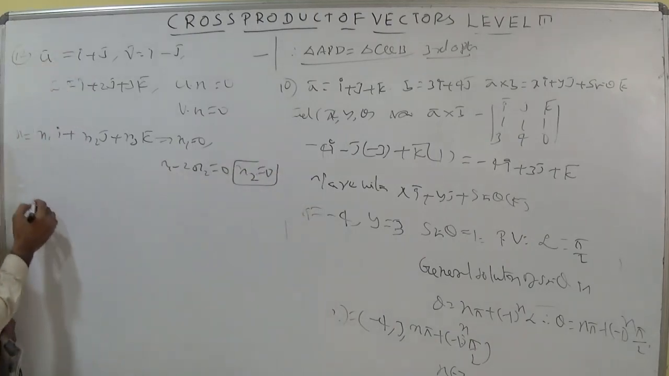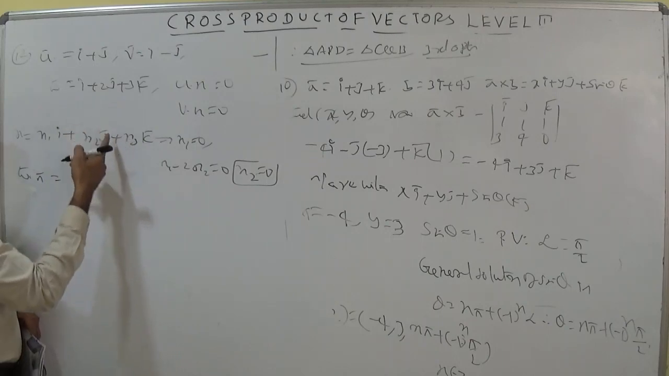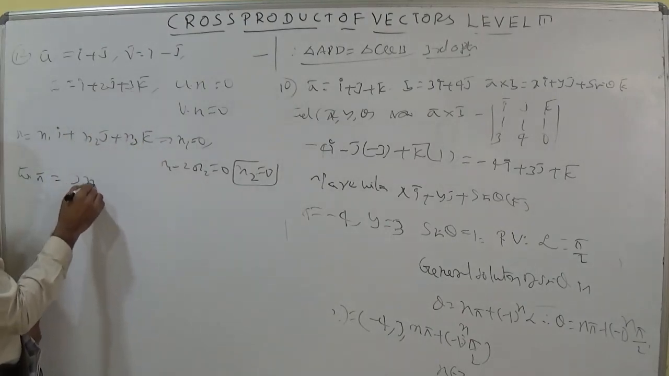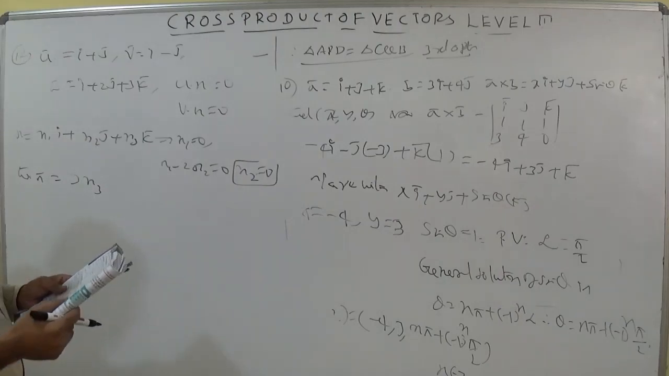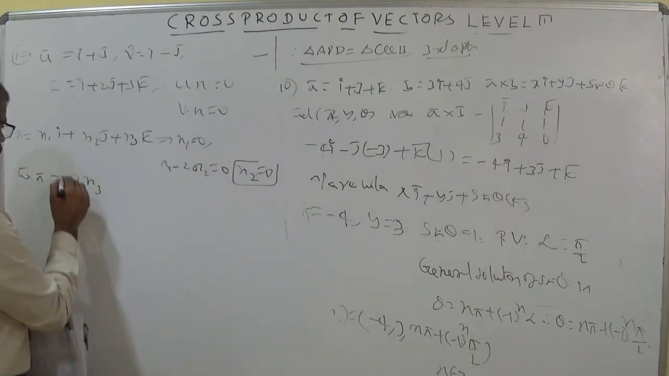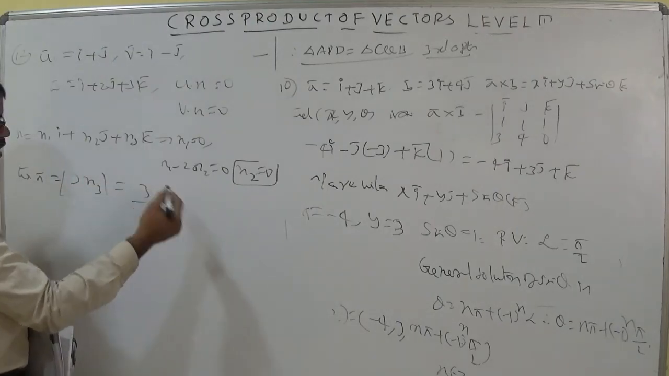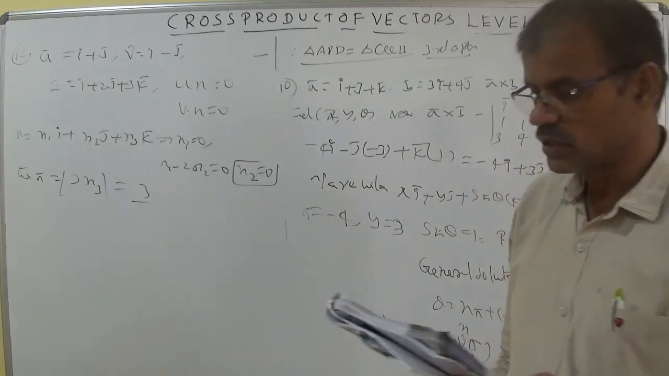Now w dot n, he is asking. What is w? I simply 3. Dot n3, 3 dot n3 equal to 0. So w dot n into modulus, he is asking, so mod n. It is a component, simply 3. So the 12th one is completed. Now the 13th one.